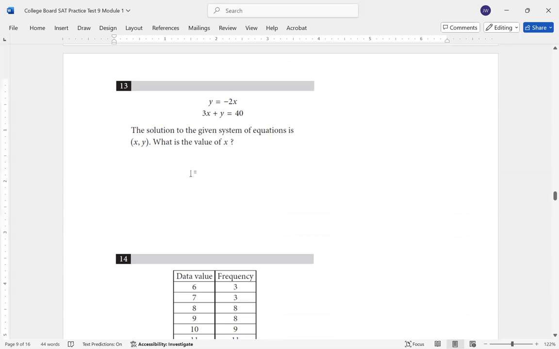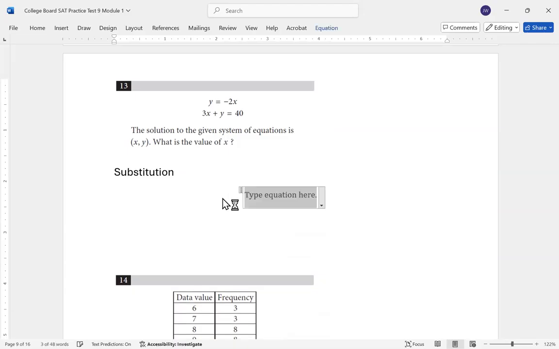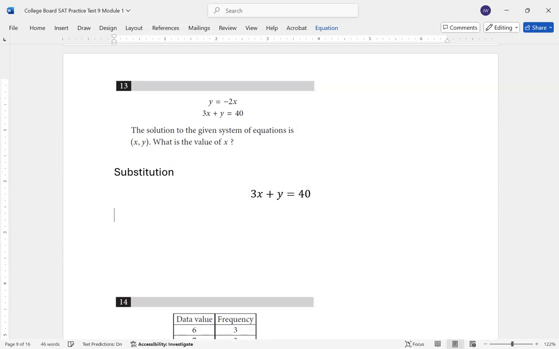Question 13. The solution to the given system of equations is x comma y. What is the value of x? In this case, we're going to use substitution to solve this. Since we have y equals negative 2x in the first equation, we're going to take our second equation, 3x plus y equals 40, and substitute out the y in that equation with a negative 2x.